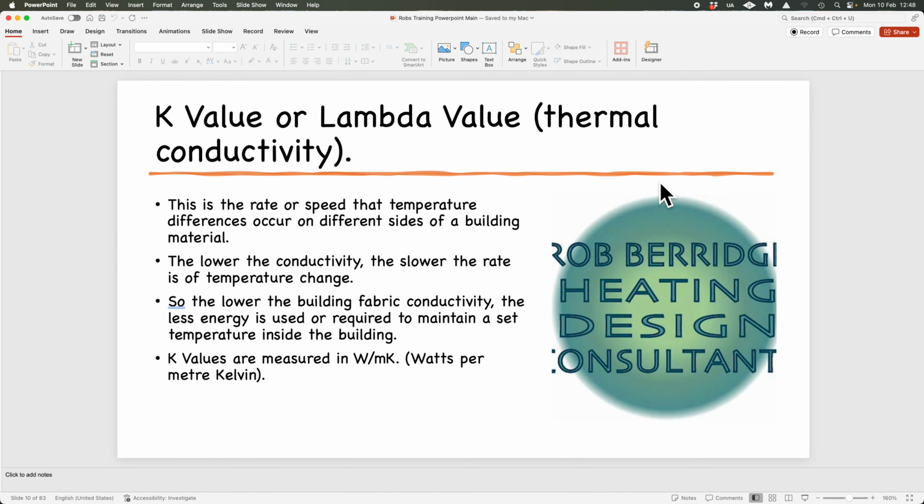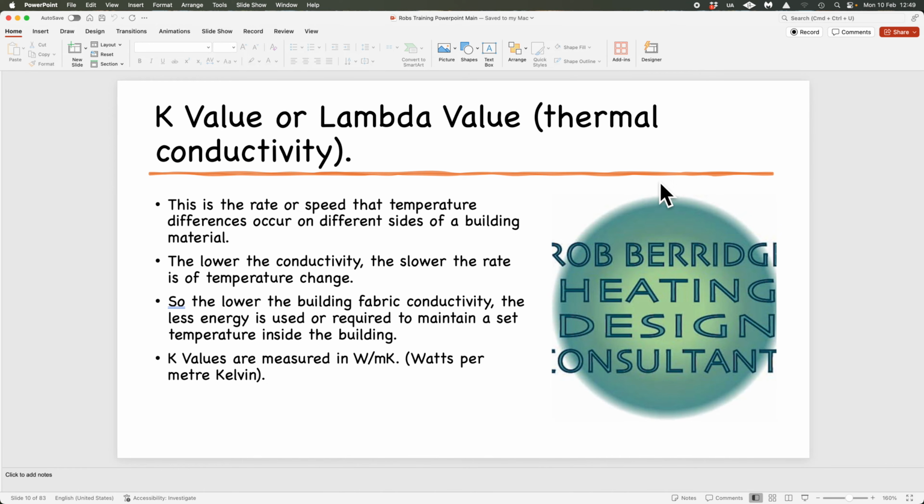And the second one that we've got is the K value, or lambda value. I'm sure people have heard of lambda value before. And this is your thermal conductivity. Very important to understand this. Now, we've got two things. We did say just a minute ago that we wanted very, very high resistance values as much as we possibly could, because we want as much resistance to the second law of thermodynamics as possible.